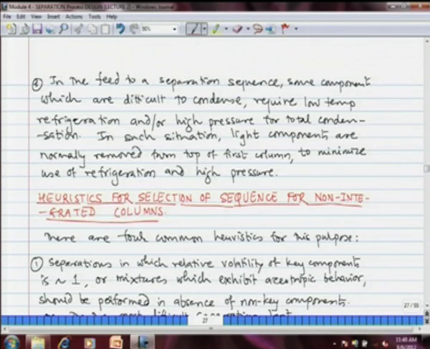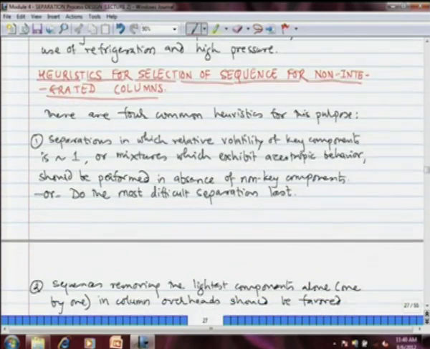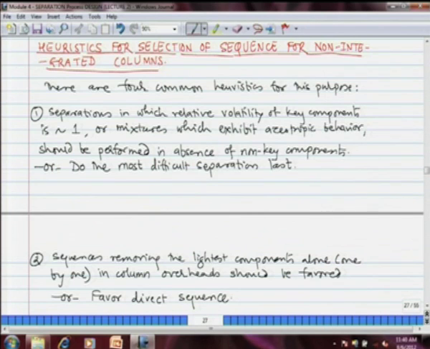There is a very interesting set of heuristics for selection of sequence for non-integrated columns. A non-integrated column means each column has its own condenser and own reboiler, which is driven by independent utilities. So, let us see these heuristics. There are 4 common heuristics. The first heuristic says that separations in which the relative volatility of key components is close to 1, or components which show azeotropic behavior, should be performed in the absence of non-key components. This is what we have already seen earlier. Or let us say, do the most difficult separation last.